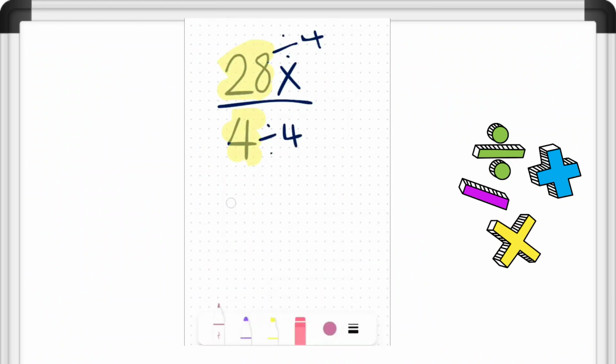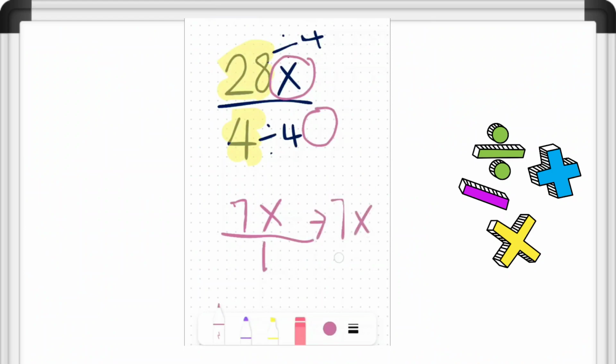So if we rewrite that, 28 divided by 4 gives me 7. Again, I only have an x at the top, nothing at the bottom, so I'm going to keep my x at the top. And then 4 divided by 4 is 1, but we do not write it like that. We just write 7x. That is my final answer.